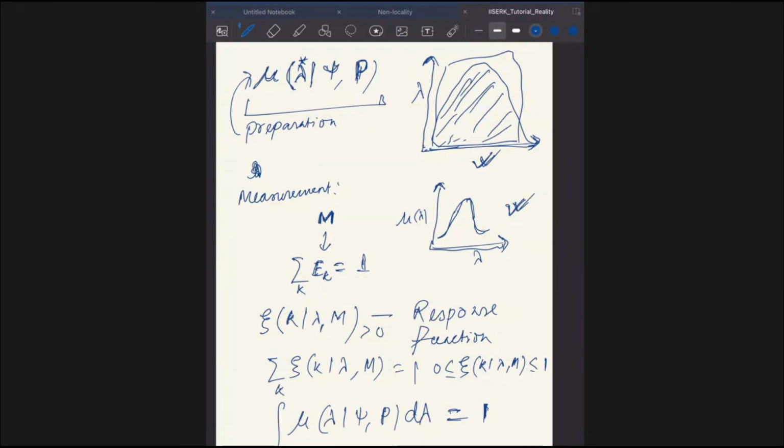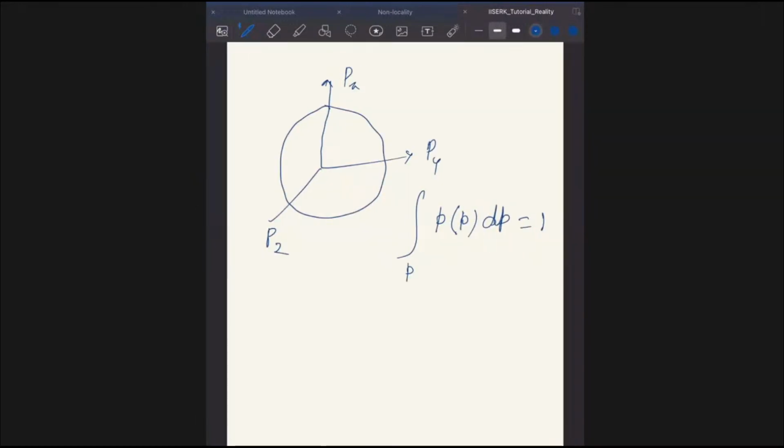So now let me consider the observable probability. Now I have 2 events. So I am erasing this one.